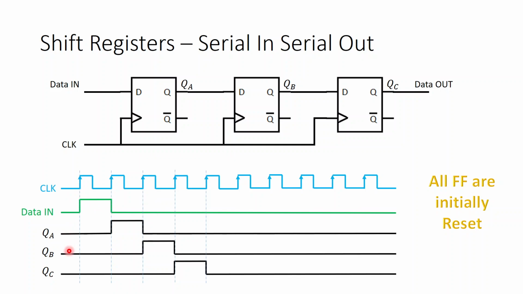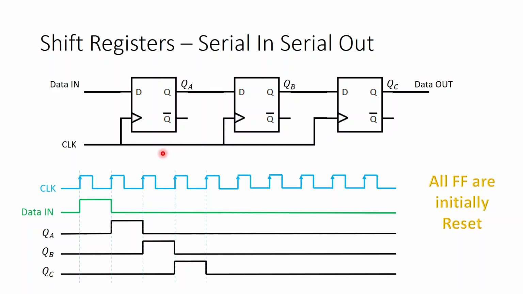In the timing diagram you must know the initial states. Here we have already said that the initial states are reset. So QA, QB, QC start from 0. We are dealing with positive edge trigger, so before the first positive edge trigger, QA, QB, QC were 0. With this condition we are starting.